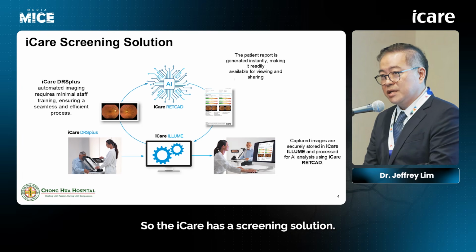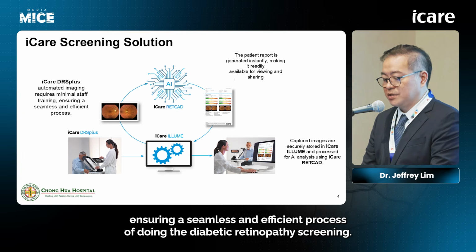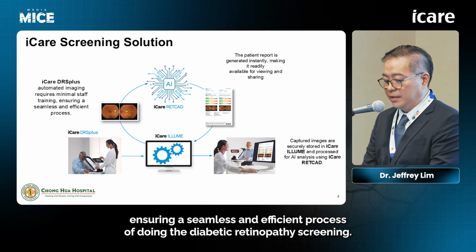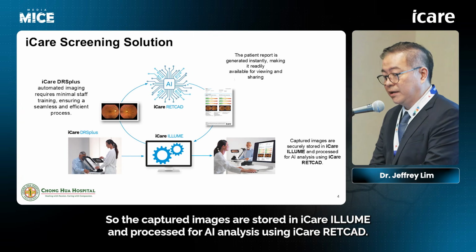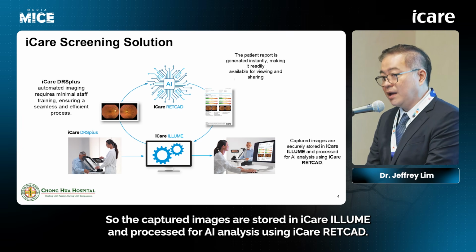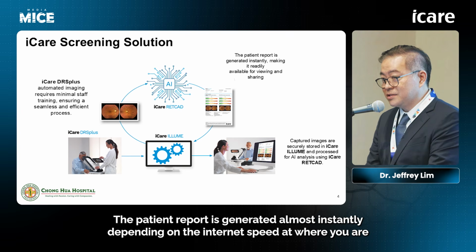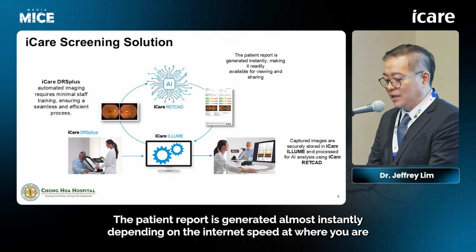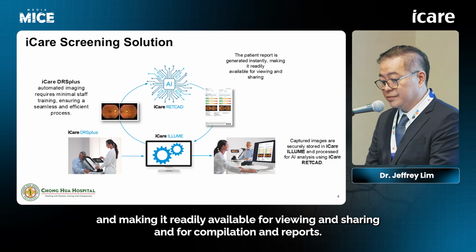So iCare has a screening solution. The iCare DRSplus has automated imaging, and it requires minimal staff training, ensuring a seamless and efficient process of doing the diabetic retinopathy screening. The captured images are stored in iCare Illume and processed for AI analysis using iCare RETCAD. The patient report is generated almost instantly, depending on the internet speed where you are, making it readily available for viewing, sharing, and for compilation and reports.